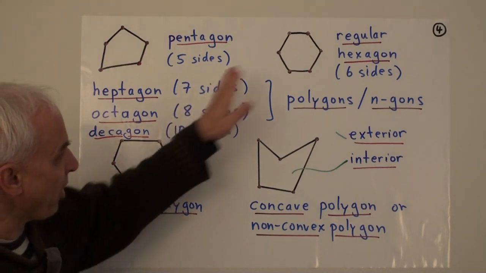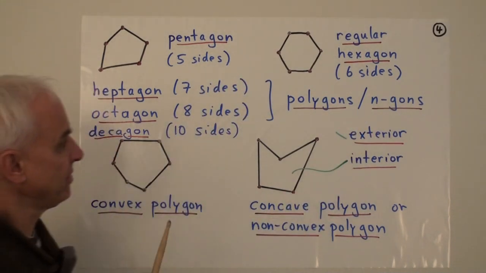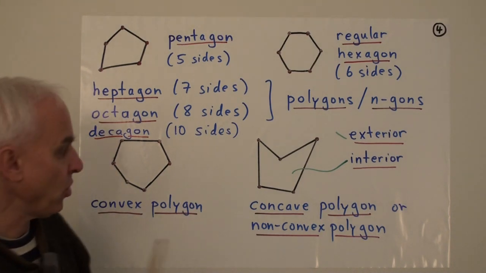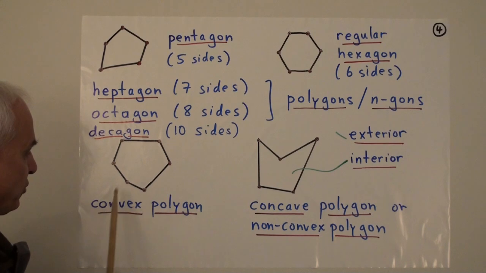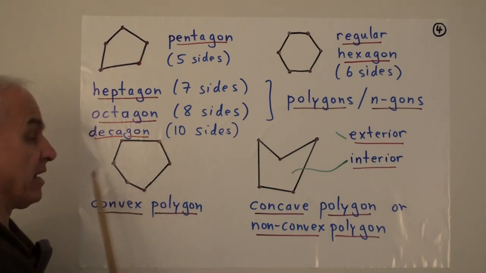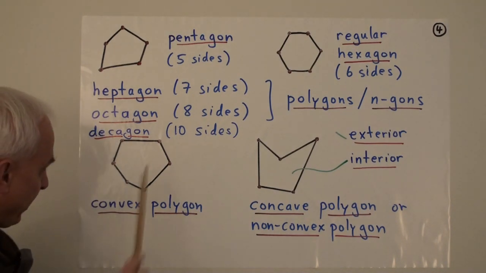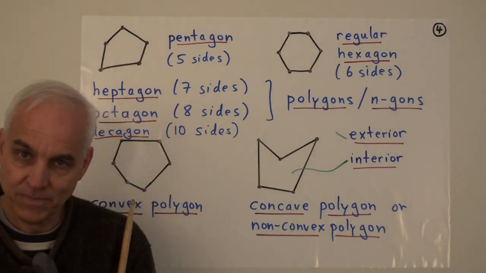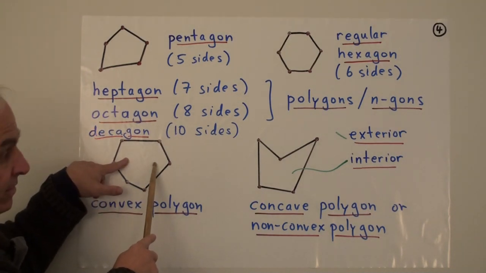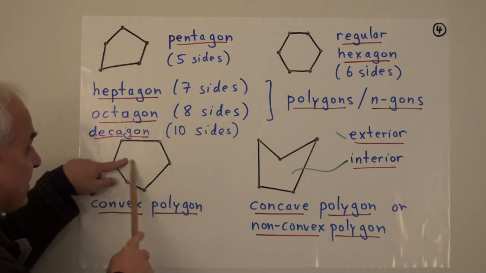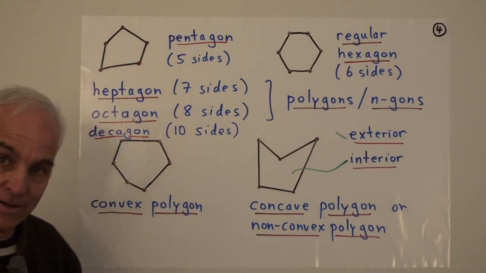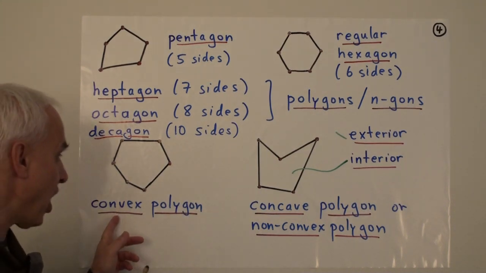When we're talking about general polygons, or n-gons, then there's an interesting and important idea of convex or non-convex. So here is a polygon, a general polygon, which happens to have 6 sides, so it's actually a hexagon. But it has the property that it's convex. And what that means is that if we choose any 2 points inside the hexagon, then the line segment between those points is also inside the polygon. That's called convex.